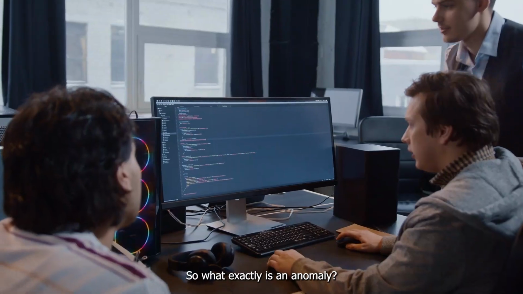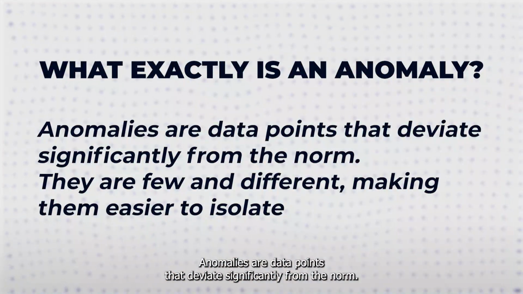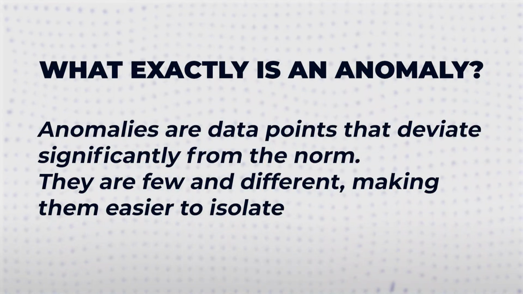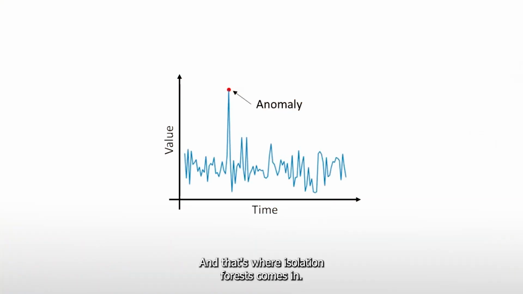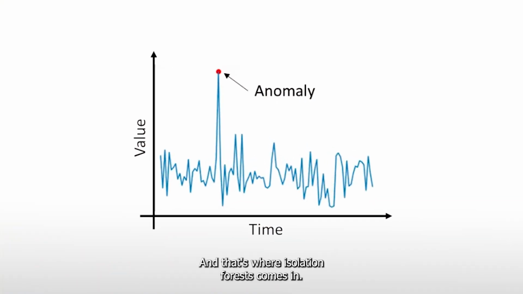So what exactly is an anomaly? Anomalies are data points that deviate significantly from the norm. They are few and different, making them easier to isolate. And that's where isolation forests comes in.